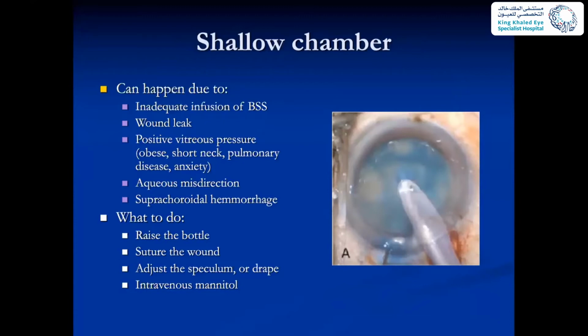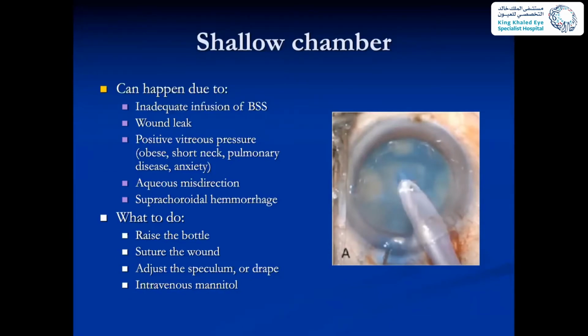Another intraoperative event that you might encounter during surgery is the shallow chamber, and this is really an annoying event during surgery, but can be corrected. And we have to discover the cause of the shallow chamber during the surgery. The causes are either inadequate infusion of the BSS, so the bottle that is supplying infusion to the eye and keeping it formed might not be enough.